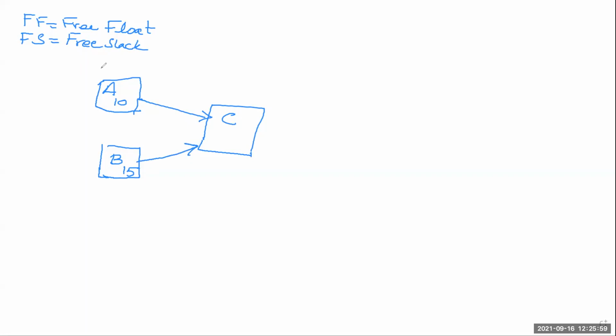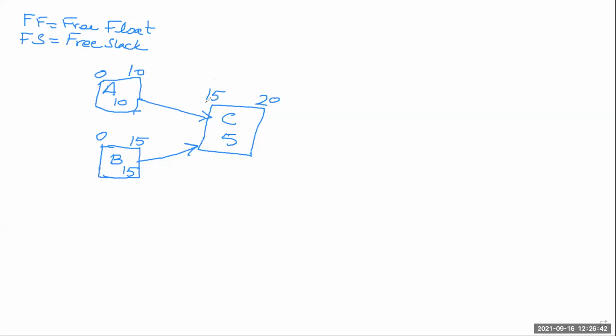Suppose activity A takes 10, so its early start will be 0, early finish will be 10. And for B, early start will be 0, early finish will be 15. Okay, in this case. For C, if it takes 5 days, what will be the early start of C? 15. Yeah, it will be 15 because it is the later of those two. And the early finish will be 20.